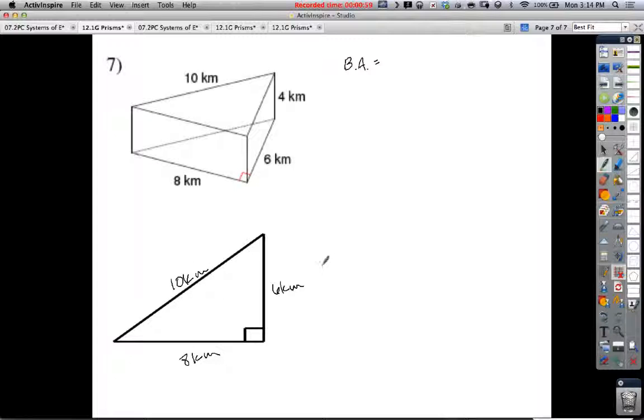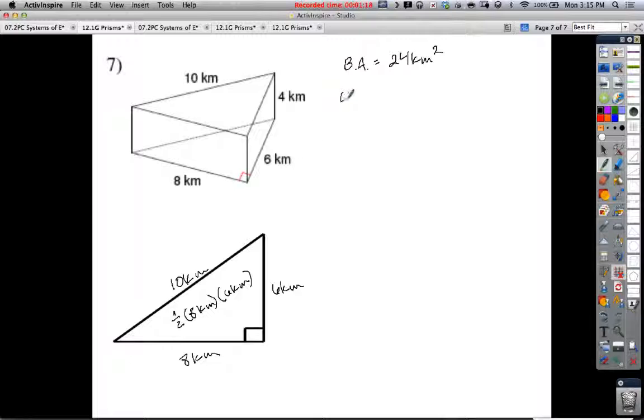So to find the base area, well, this is just a triangle. So I can do 1/2 base times height. Okay, which actually just works out to what? 24 kilometers squared, or square kilometers.